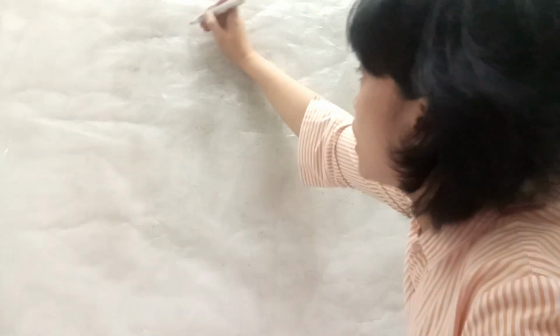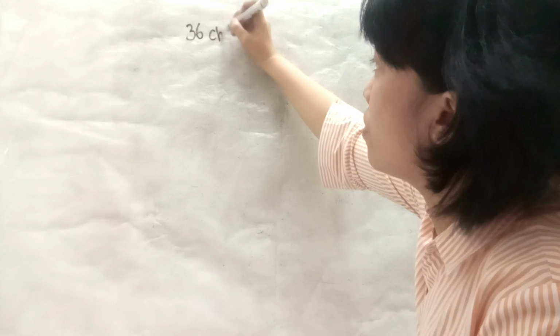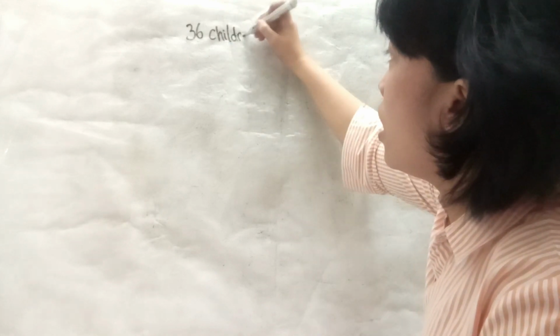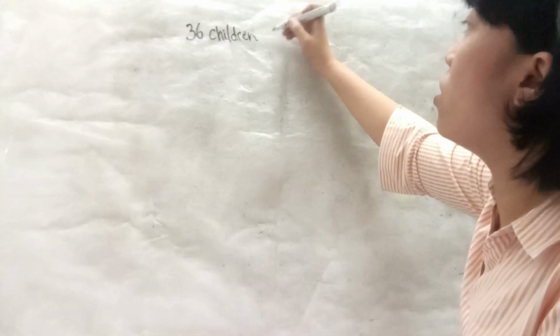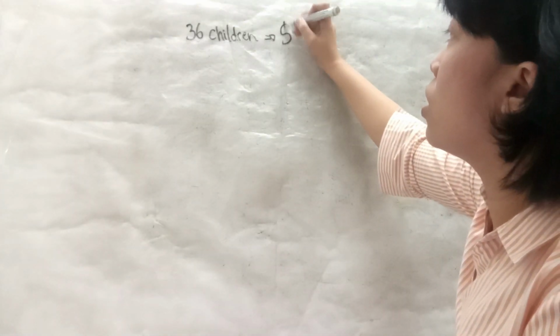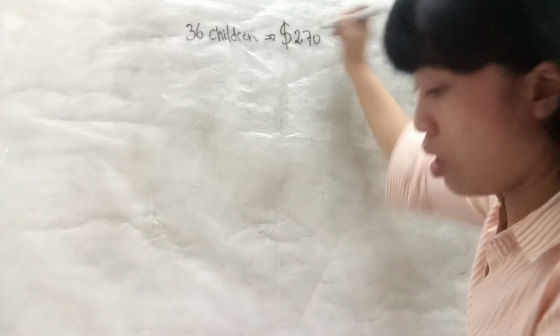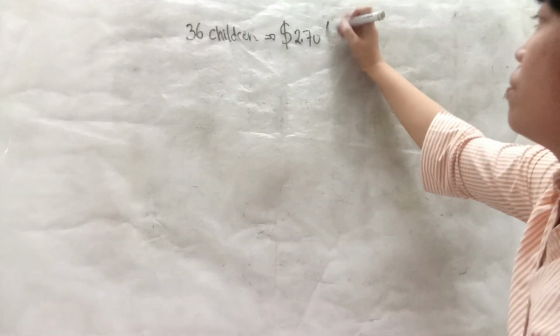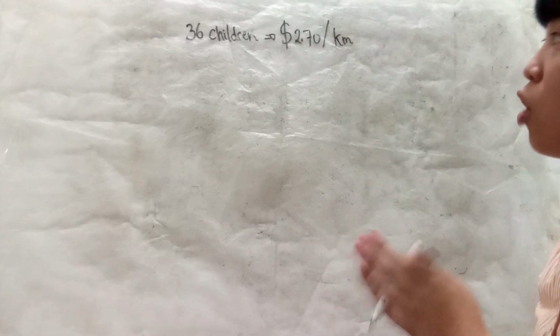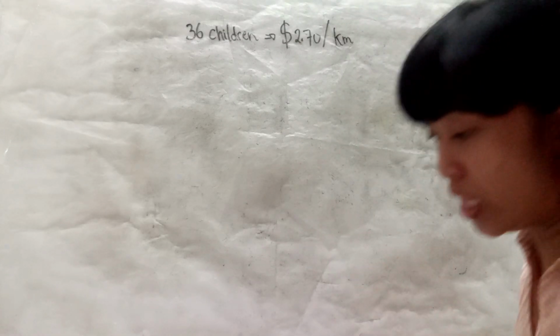Okay, so practice now 8, number 1A. A school bus company charged $2.70 per kilometer to ferry 36 children for an outing. So here we talk about 36 children. They have to pay $2.70 per kilometer. Or per 1 kilometer, they have to pay $2.70.